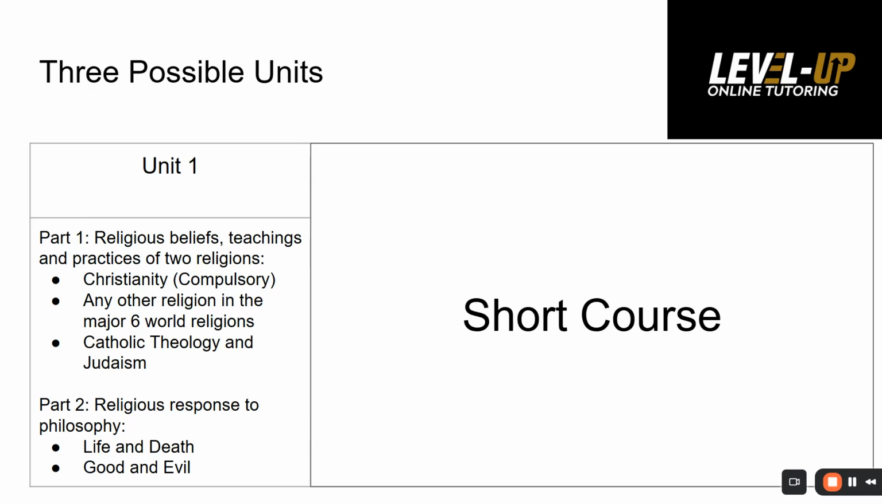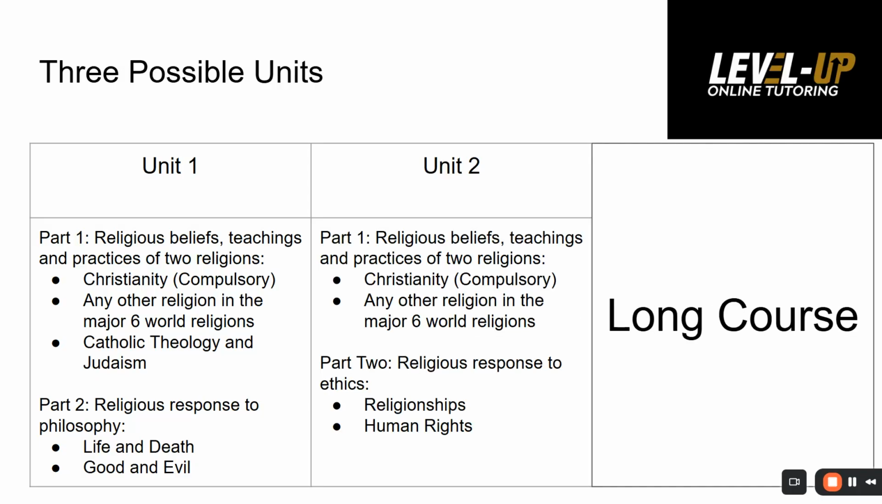But in the long course, there's the standard GCSE. You also then do Unit 2, which has, again, two parts to it. One of them talks about the religious beliefs, teachings and practices of two religions. So it's a little bit further detail on Christianity and which other religion you are studying. Part 2 is religious responses to ethics.